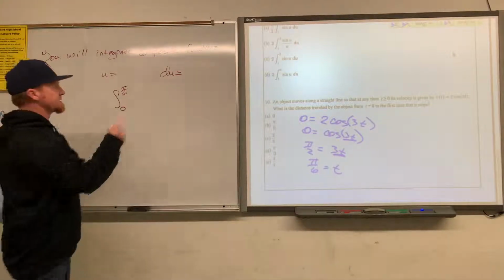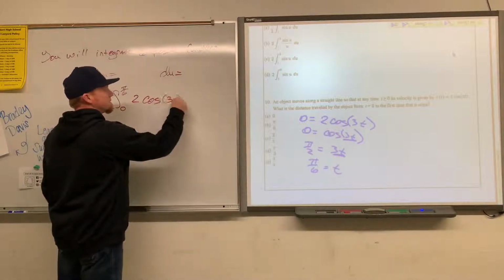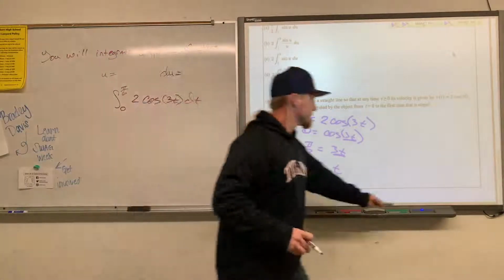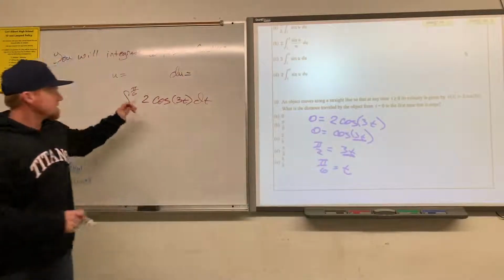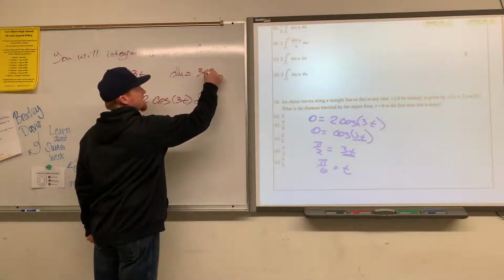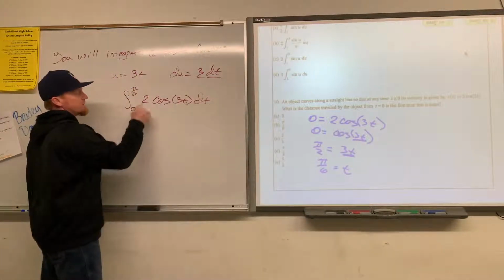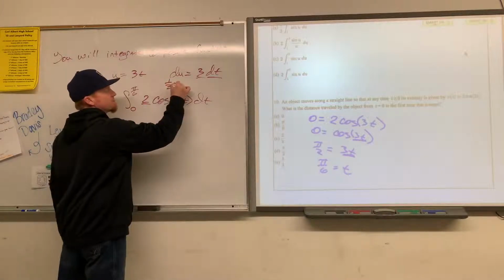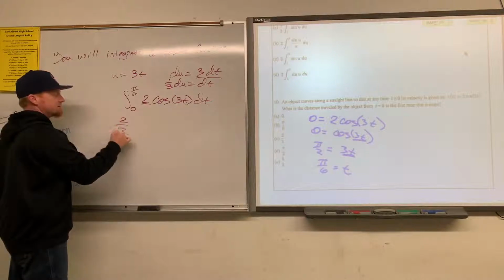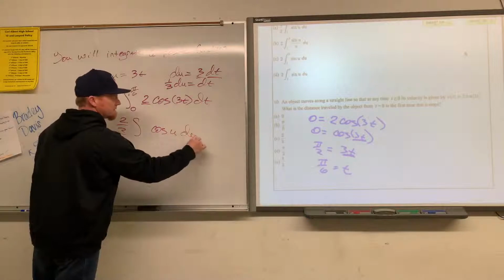Alright, so then we put our velocity inside. And now we're ready to work it. Alright, so 3t is my inside function. Derivative would be 3 dt. I've got the dt, I do not have the 3, I've got a 2 instead, so that means I need 1/3 du equals dt. Take the 2 out, take the 1/3 out, cosine u du.